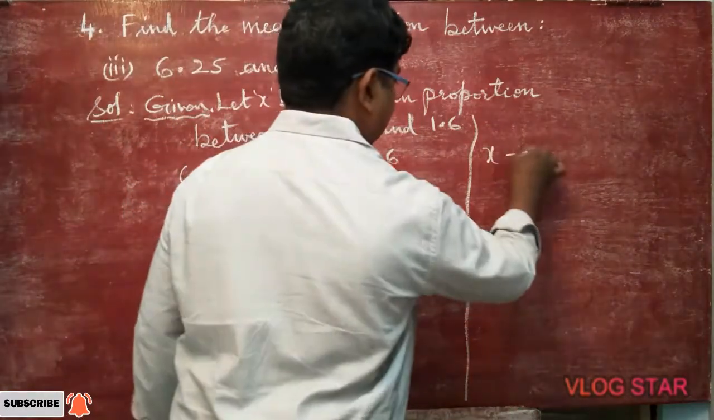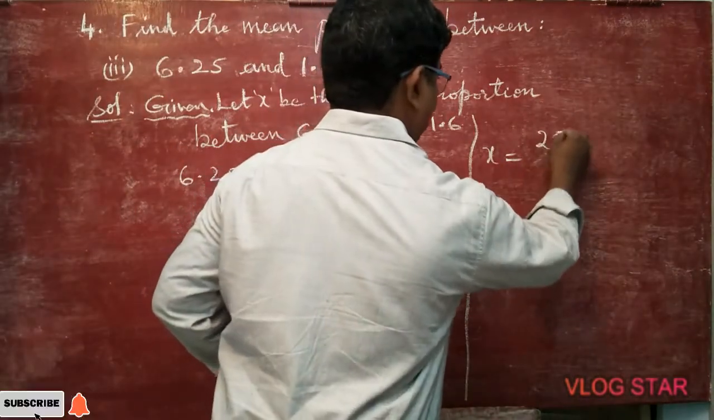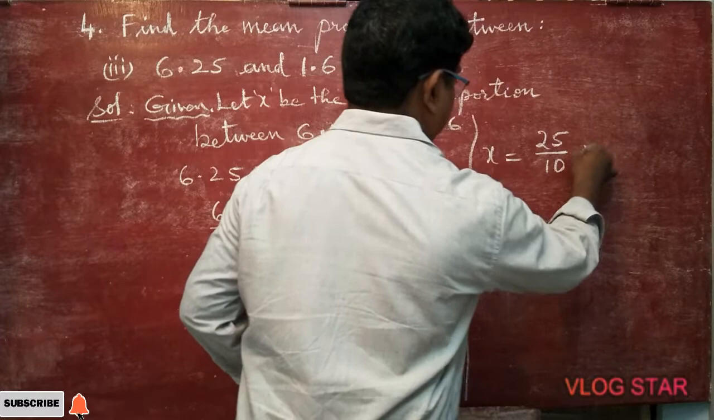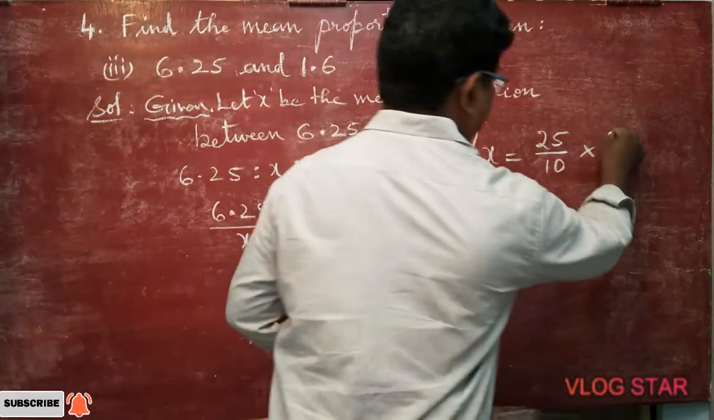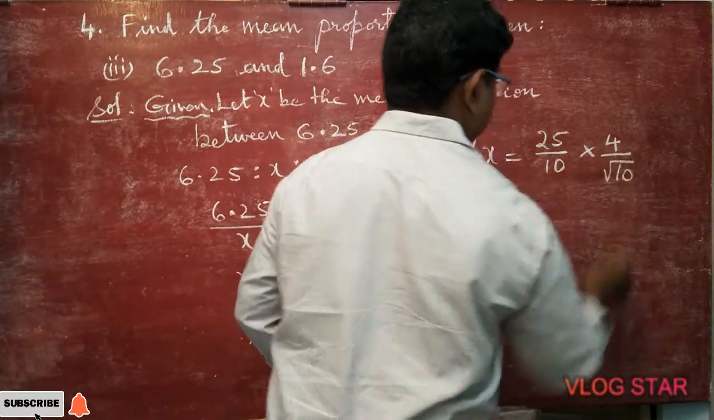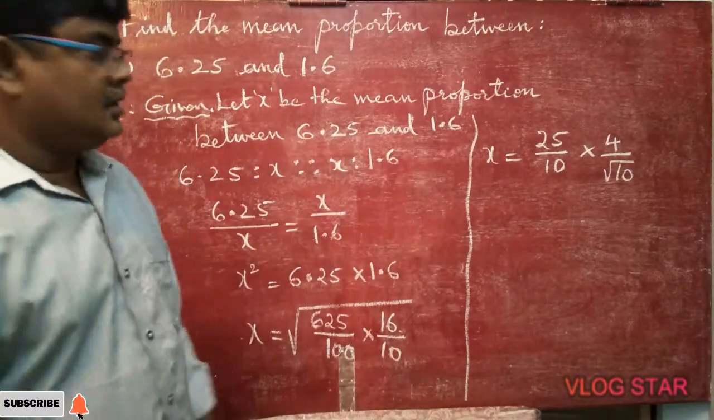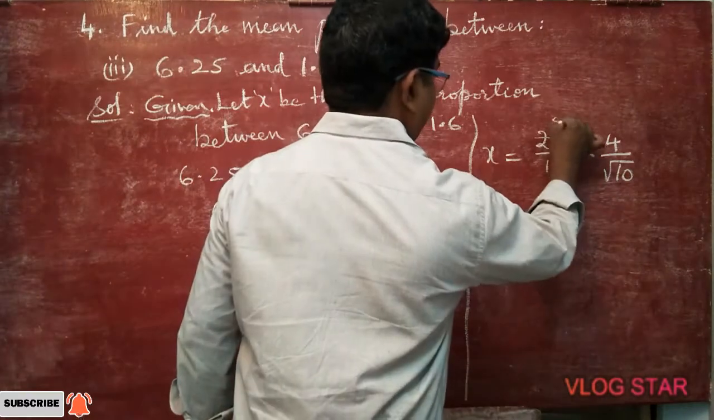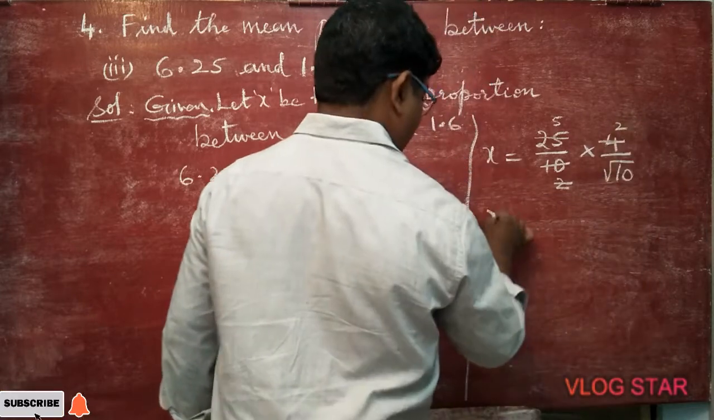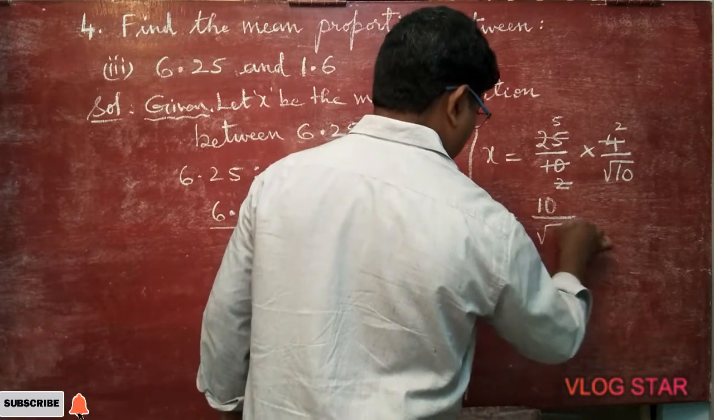Now x is equal to square root of 625 is 25. 25, 25 are 625. 10 tens are 100, into 4, 4 are 16. Square root of 16 is 4. For 10 there is no square root. This is the way of solving. Now 5 table: 5 goes 5 times, 5 goes 2 times, and this 2 goes here 2 times. So x is equal to 5 2s are 10, 10 by root 10.